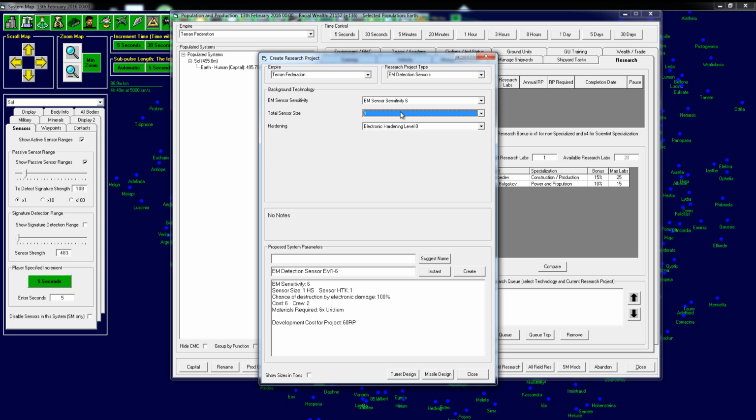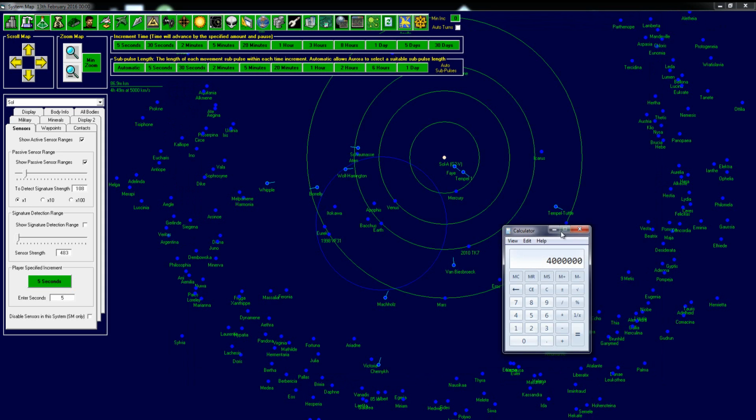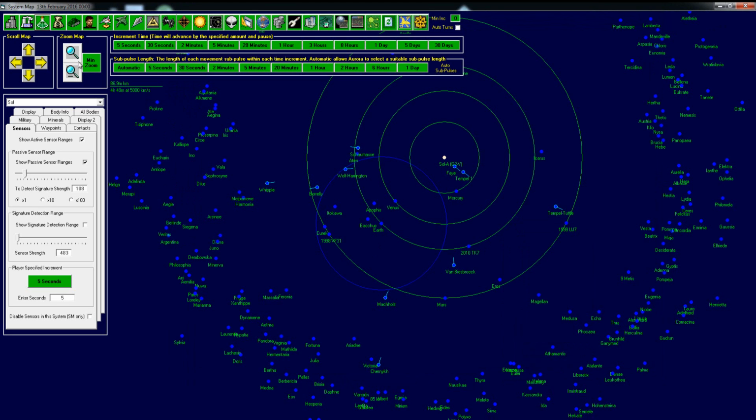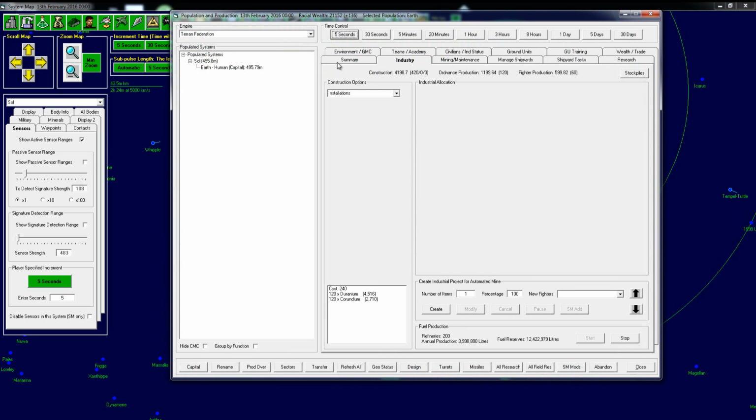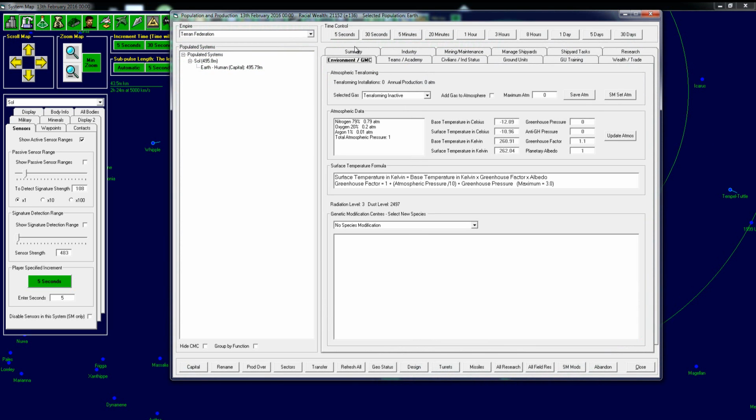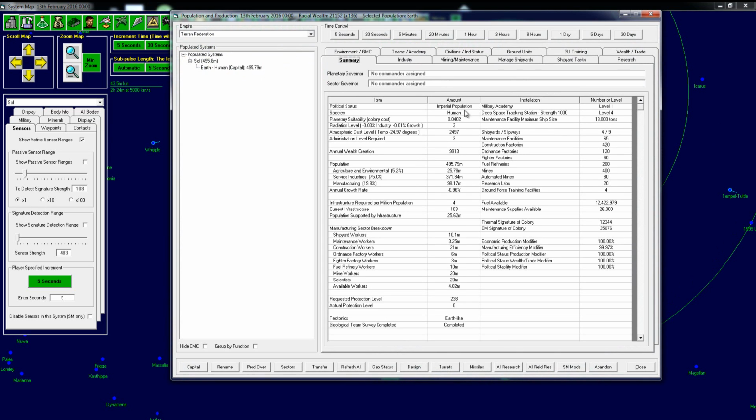Now, before I end this episode, I wanted to show you one more thing, and that is your deep space tracking stations. You probably are aware that there's a sensor panel here. The sensor panel is used to show you the range of your passive deep space tracking stations. The passive deep space tracking stations have their strength here in the summary. You can find it up here and it shows you the strength.